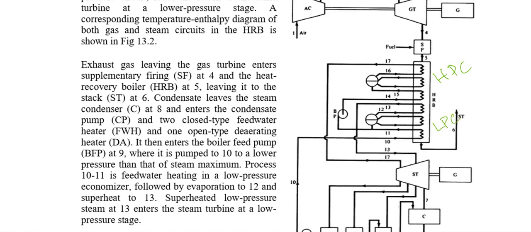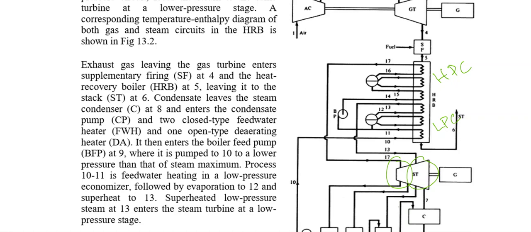In the high pressure circuit, high pressure steam is generated, which is expanded in the high pressure stage of the steam turbine. And in the low pressure circuit, low pressure steam is generated, which is expanded in the low pressure stage of the turbine. So we have got two pressure circuits, high pressure and low pressure, expanding in different stages of the turbine, the high pressure stage and the low pressure stage.